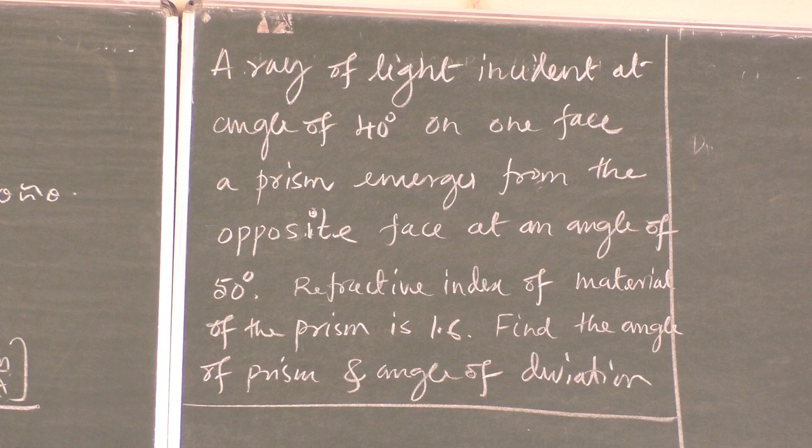A ray of light is incident at an angle of 40 degrees on one face of a prism, emerges from the opposite face at an angle of 50 degrees. The refractive index of the material of the prism is 1.6. Find the angle of the prism and angle of deviation.